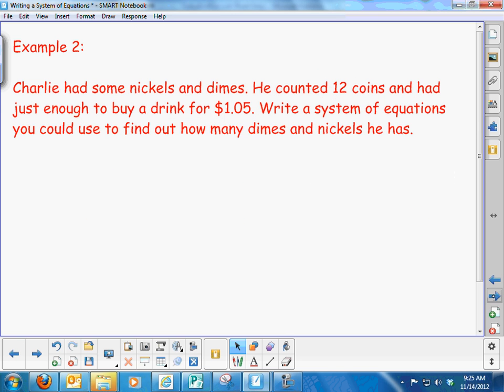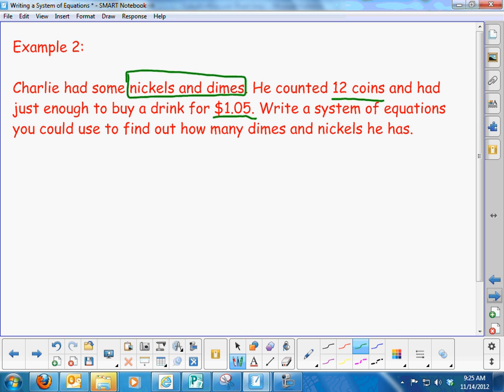And here's Coach Wallace for the next example. Okay, guys, Charlie had some nickels and dimes. He counted 12 coins and had just enough to buy a drink for $1.05. Write a system of equations you could use to find out how many dimes and how many nickels he has. Well, things that are important here: I see that he has 12 coins. I see that he has $1.05, and I know that he has nickels and dimes. Well, you may be thinking, we don't have enough information. Actually we do, because there's something special about nickels and dimes that we know.